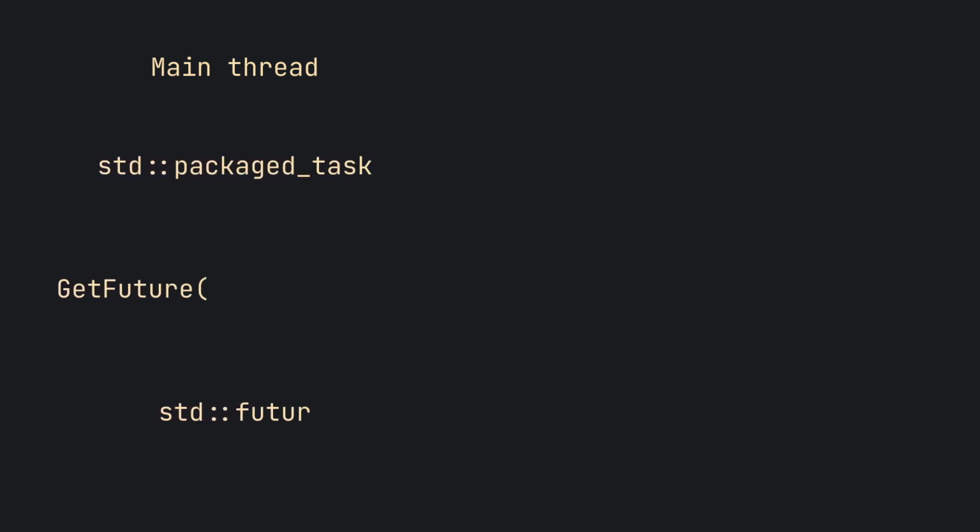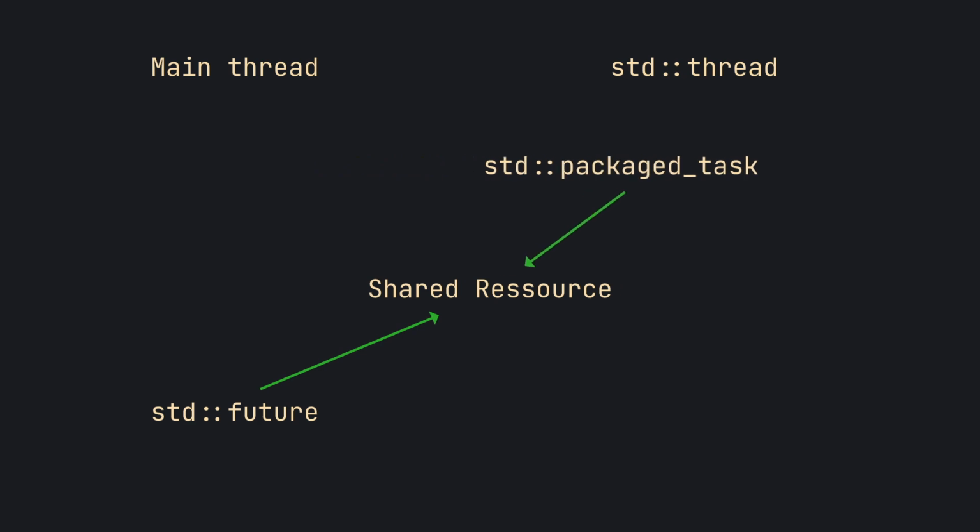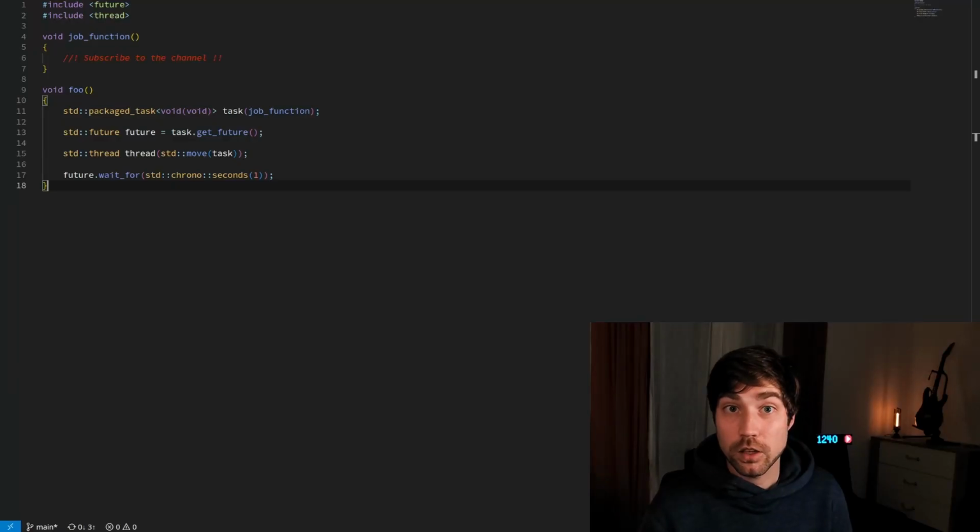Before we dive into the really complicated thread pool stuff, let's have a look at the basics first. You start inside your main thread. There you create a package task, and of this package task you use getFuture to obtain the future. Both the package task and the future share the same resource. Afterwards, you use the thread and move the package task into the thread that you have created. And how does that look in code?